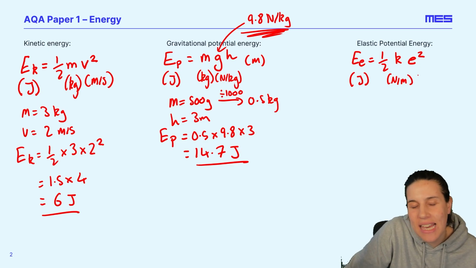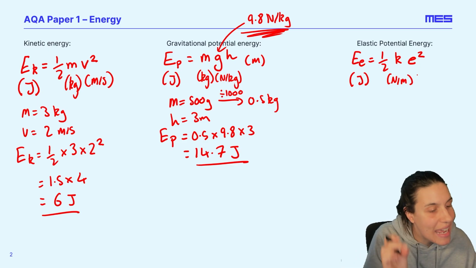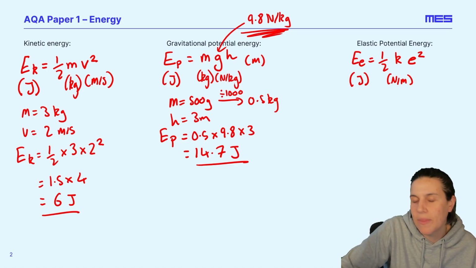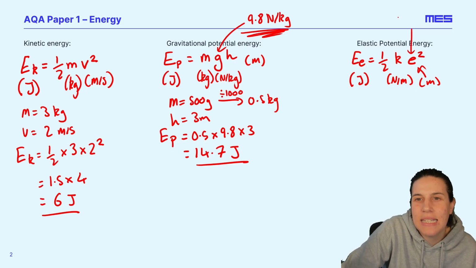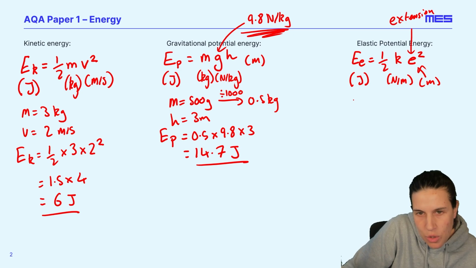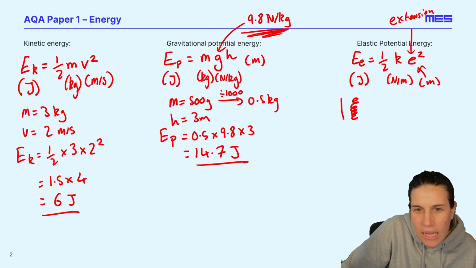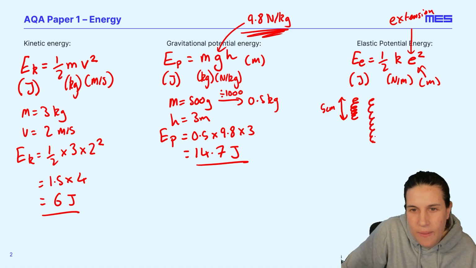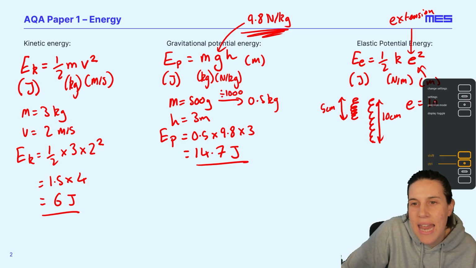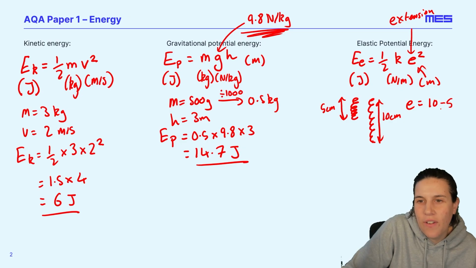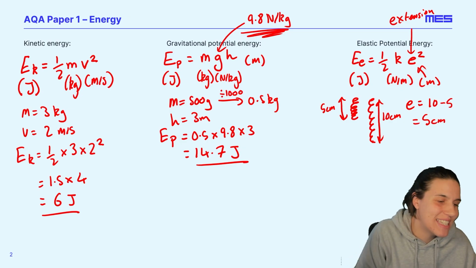And then this e here stands for extension. It's not the length of a spring, it's the extension of a spring. And it's got a unit of meters, okay? So let me talk you through what we mean by extension. We're going to imagine that we've got a spring, and let's say that it's 5 centimeters long, and I stretch it so that it's now 10 centimeters long. The extension would be the difference between the numbers. So it'd be 10 take away 5, which would give me an answer of 5 centimeters.